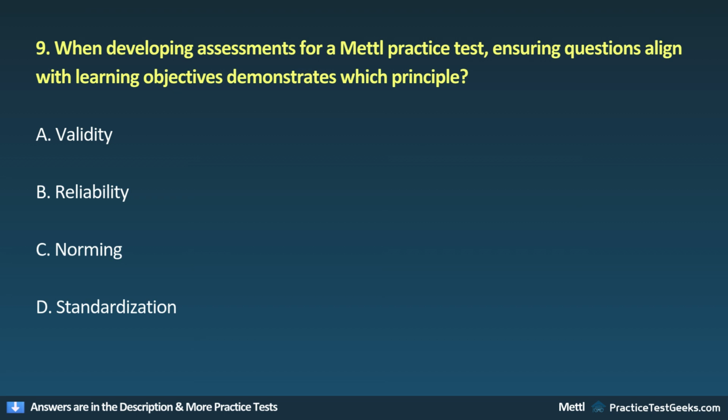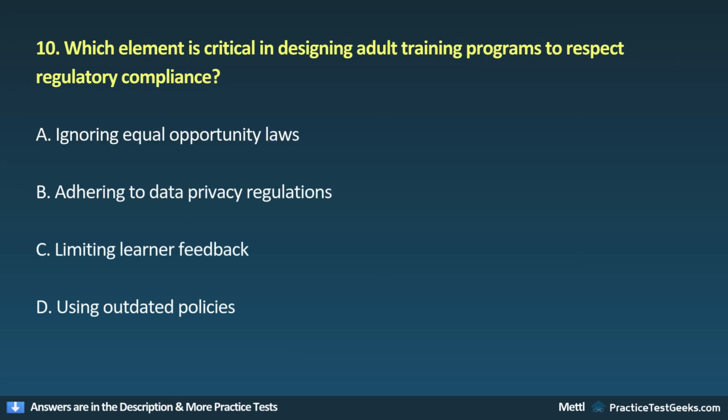A. Validity. B. Reliability. C. Norming. D. Standardization. 10. Which element is critical in designing adult training programs to respect regulatory compliance? A. Ignoring equal opportunity laws. B. Adhering to data privacy regulations. C. Limiting learner feedback.